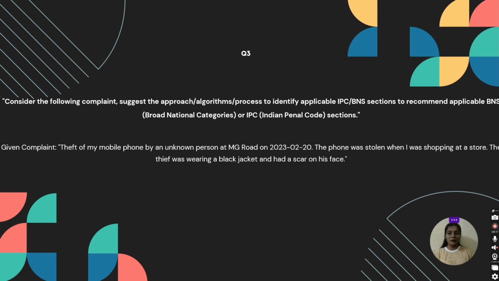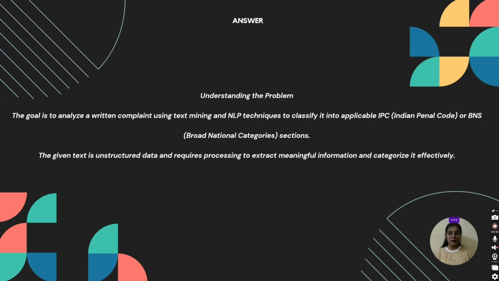Now, let us begin with the solution of question 3, which says: consider the following complaint. Suggest the approach, algorithm, and process to identify the applicable IPC or BNS sections, to recommend applicable BNS or IPC sections. So, this is the given complaint for which we have to suggest the approaches, algorithms, and processes that are applicable for the same. Let us understand the problem.